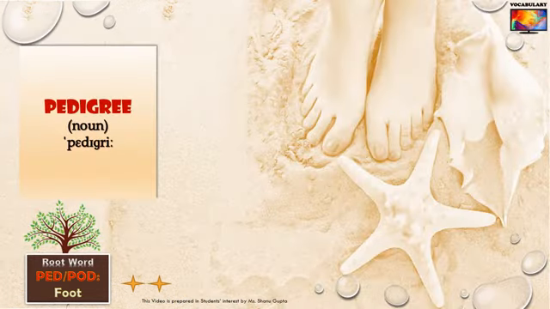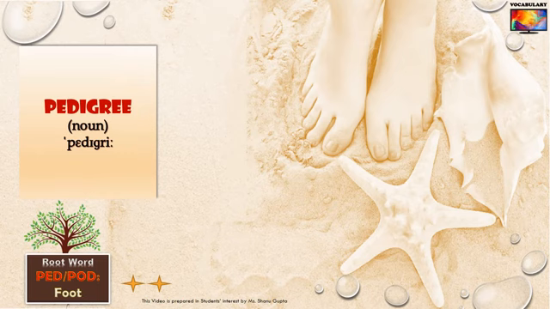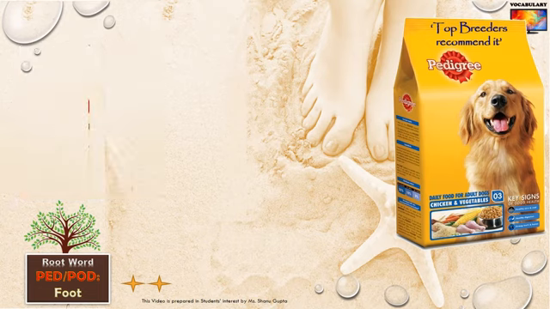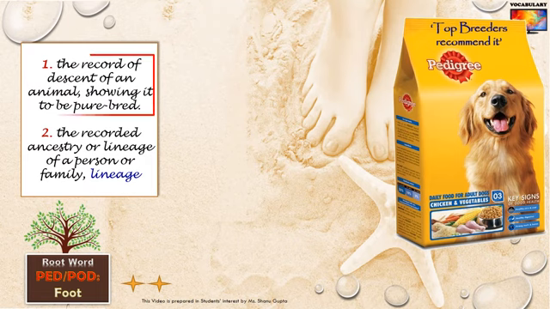Closer to the end, we have the word pedigree. You can instantaneously recall it as it is a very famous brand of dog food. Pedigree is a record of descent of an animal, showing it to be purebred. The definition can be easily related to the motive behind the brand name. And in fact, the slogan used for many years for pedigree dog food was "Top breeders recommend it." The company changed it only in the last decade.